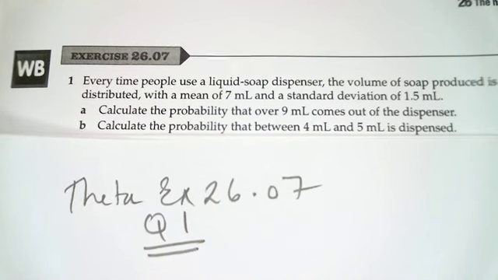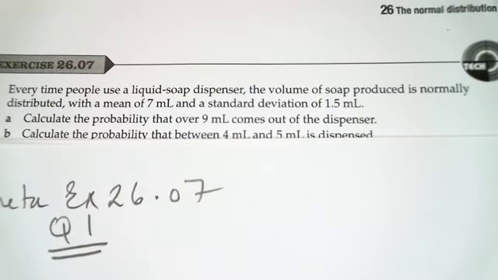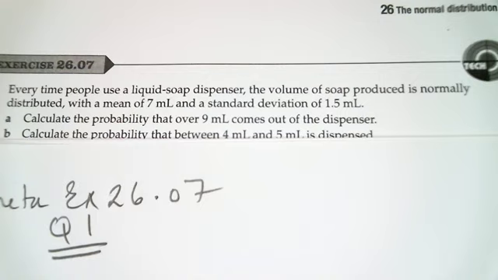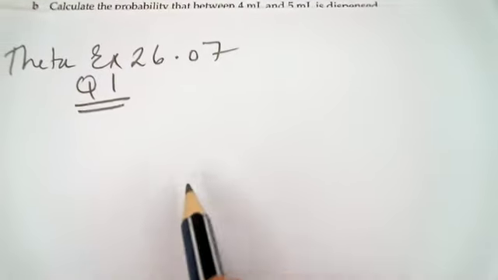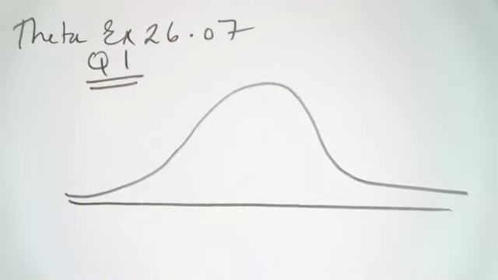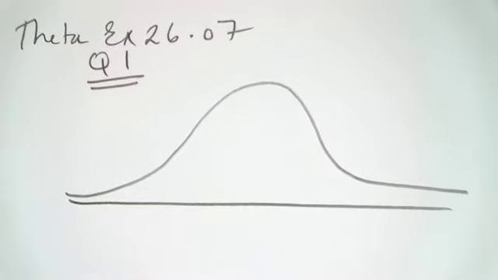So it says every time people use a liquid soap dispenser, the volume of soap produced is normally distributed. And that normally distributed bit, of course, means we're going to have a Gaussian curve or a normal distribution curve. So here we go, which is not particularly good, but we'll go with it.